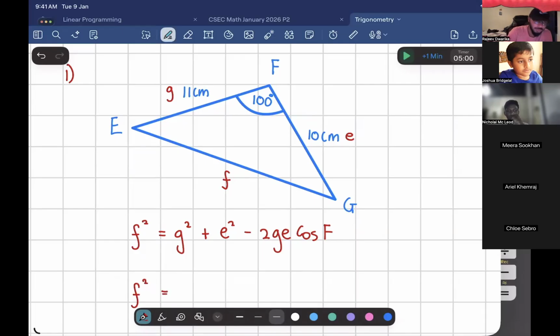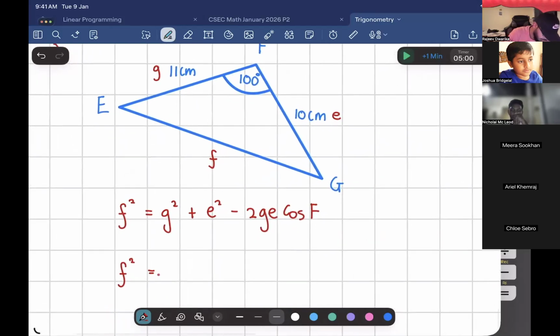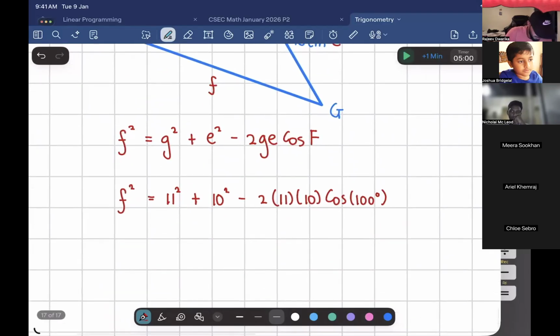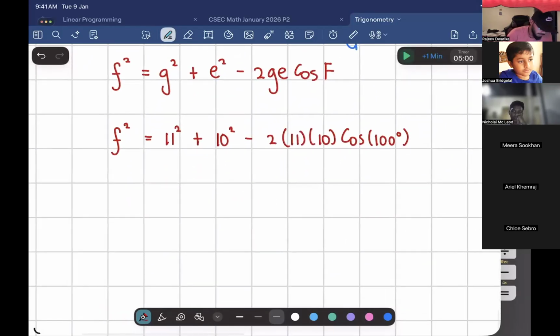What is G? Talk to me. Mira, what is G? 1 squared plus 10 squared minus 2, brackets, 11, close brackets, 10, cos 100. Do you have a Sharp or a Casio? Sharp. All right.